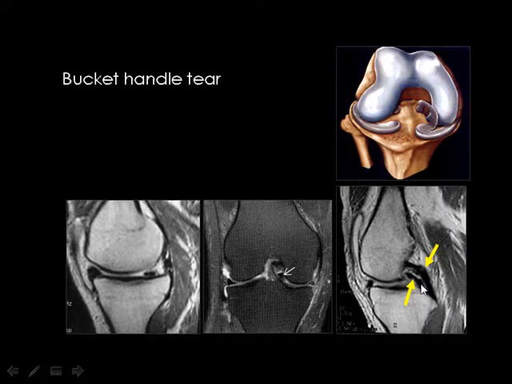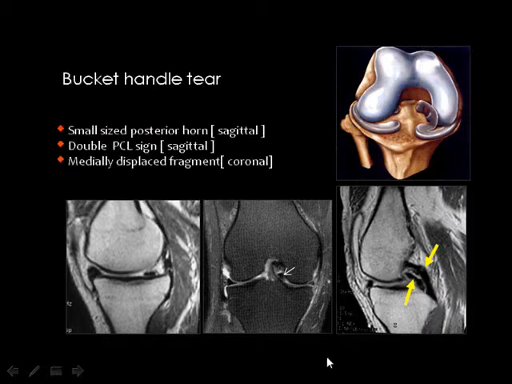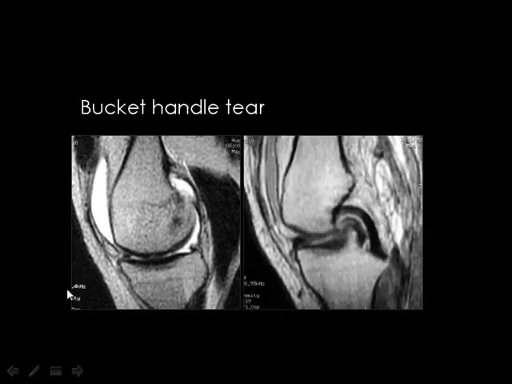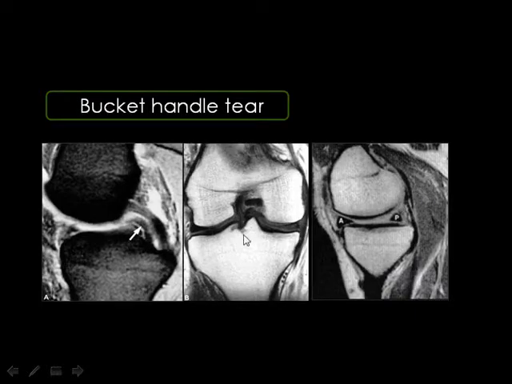Then if you look in the MR images and you see that the posterior horn of the medial meniscus is smaller than the anterior horn, think of bucket handle. Then go to the posterior cruciate ligament. If you see another one, then you know that you are dealing with a bucket handle tear. Okay? Another try. Look at it.